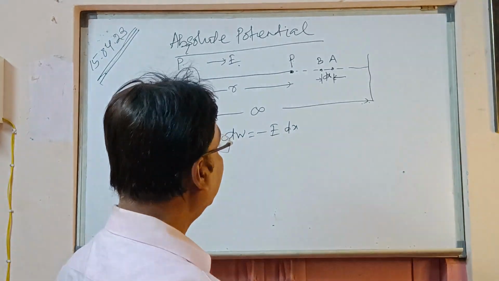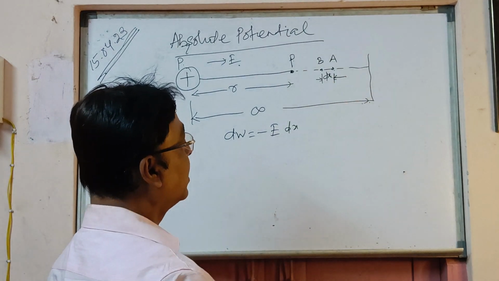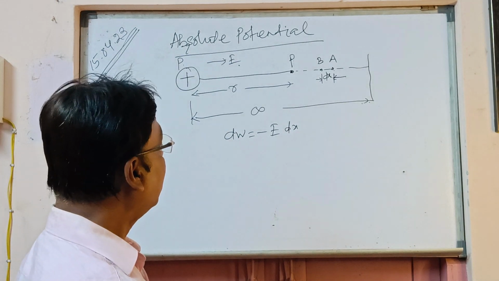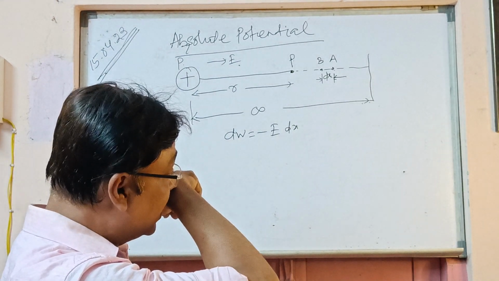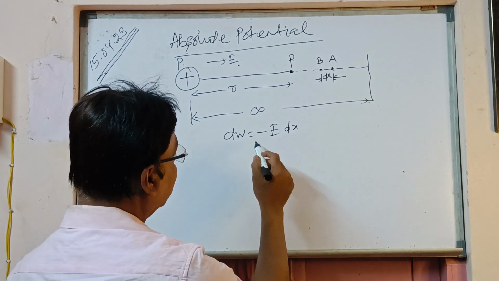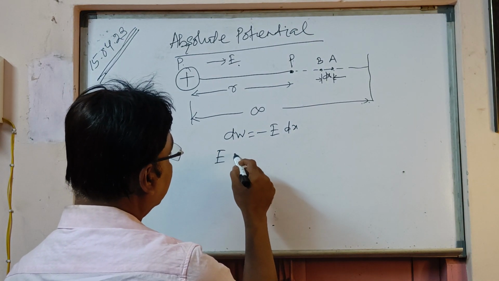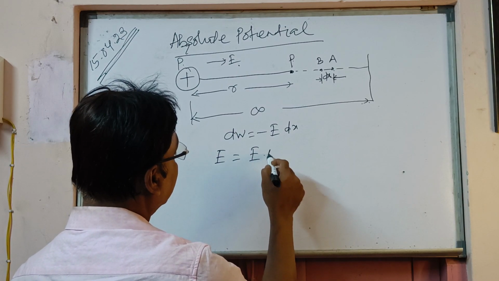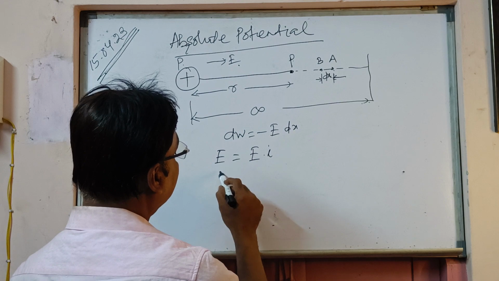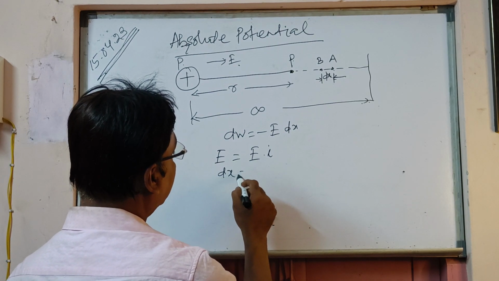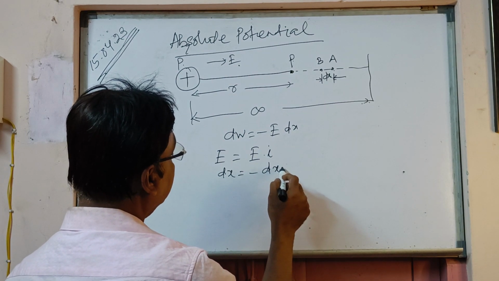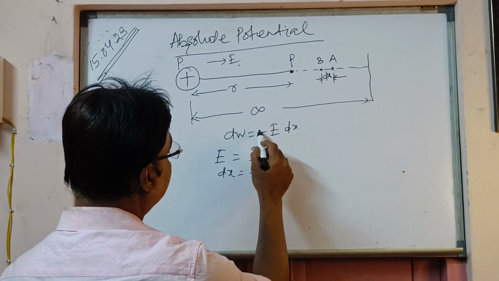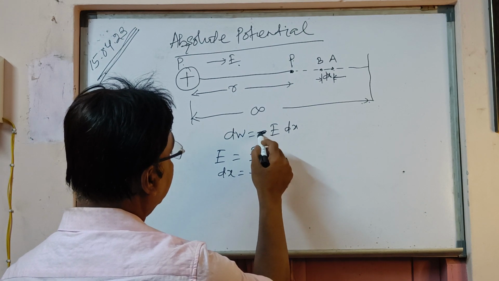Suppose it is dx, we are moving it from A to B, then we will take the integration and put the limit of x. Now dW is equal to minus E dx. Now E, we know, is equal to E dot I, and dx is nothing but minus dx into dx. So if we multiply this, exactly dW is equal to E dx.